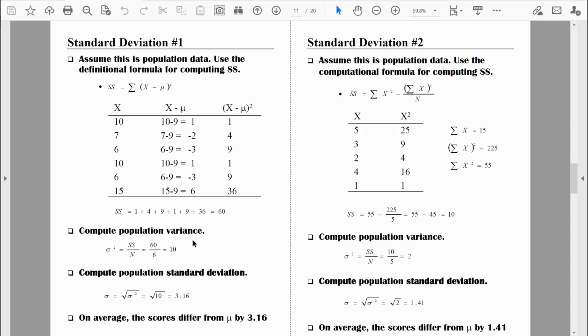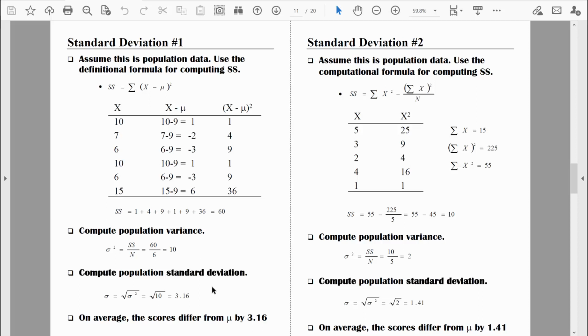And that's getting closer to what we want. We want to know on average, how much do the scores differ from the mean? Now we're going to find out here in step 2, on average, how much the squared scores differ from the mean. So do you see how computing population variance is kind of an intermediate step to get to where we really want to be with computing the standard deviation? We're almost there, but we're not quite there yet.